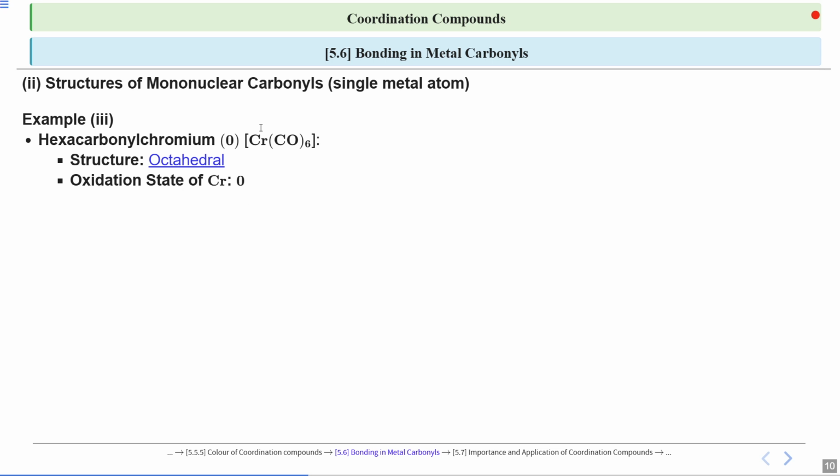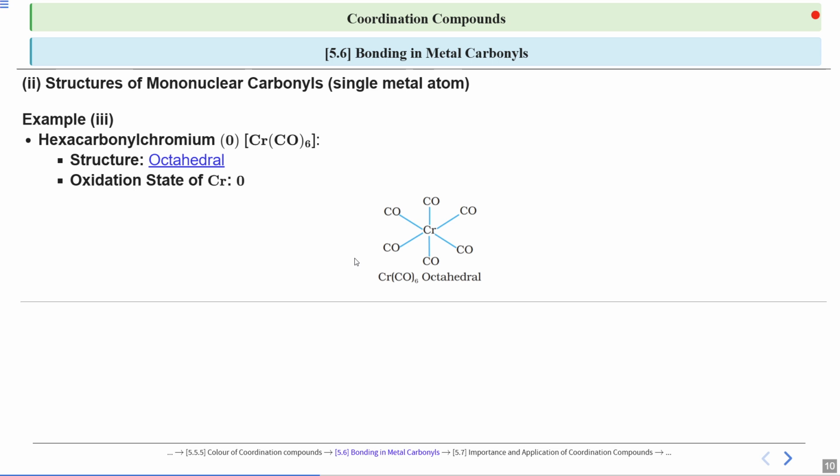The oxidation state of chromium will be 0 here, because as per the concept, chromium will have 0 oxidation state. And this is the structure you can see for the octahedral geometry of this hexacarbonyl chromium 0 complex, where chromium is the central metal and 6 carbonyls are attached to it through bonds. So this is the octahedral geometry for this complex, Cr(CO)6, where chromium has 0 oxidation state, and this arrangement is octahedral.